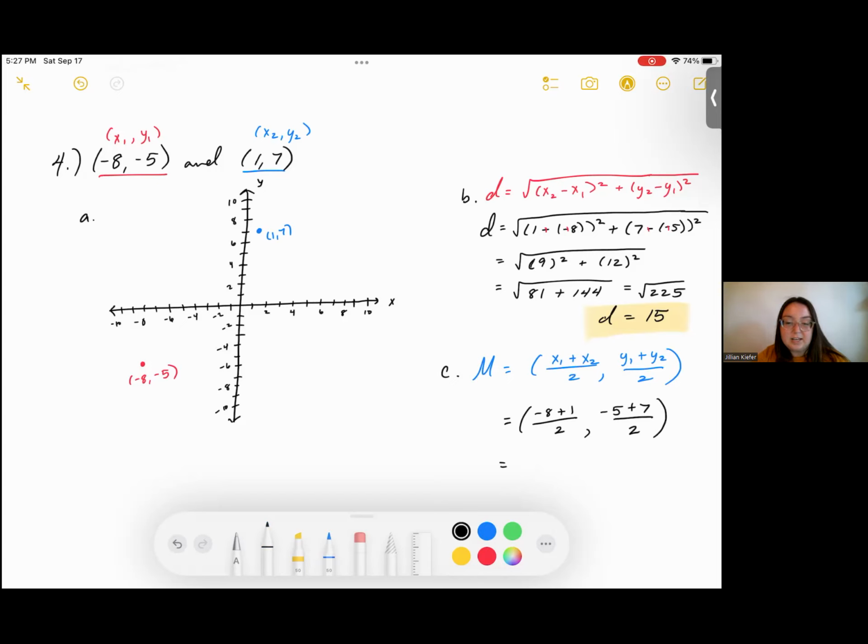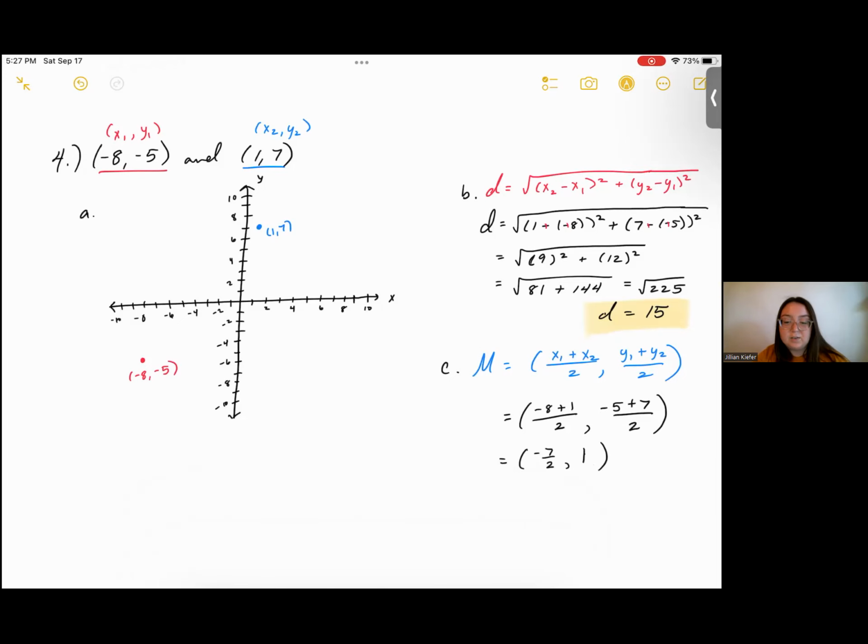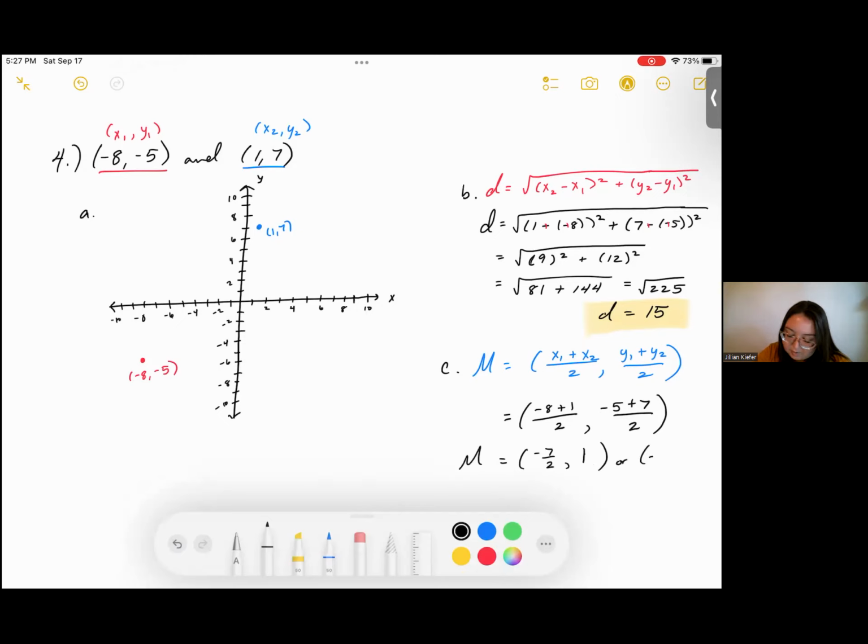Now I want to simplify. -8 plus 1 is going to be -7, so we get -7 over 2. And -5 plus 7 is 2, divided by 2. Now, we know that 2 divided by 2 is really just 1. So our answer would be -7 over 2, comma 1. If you wanted to write the decimal form, you could do that as well. This would also be -3.5, comma 1. So either way, both of these answers are correct. You don't have to write both, just one of them.